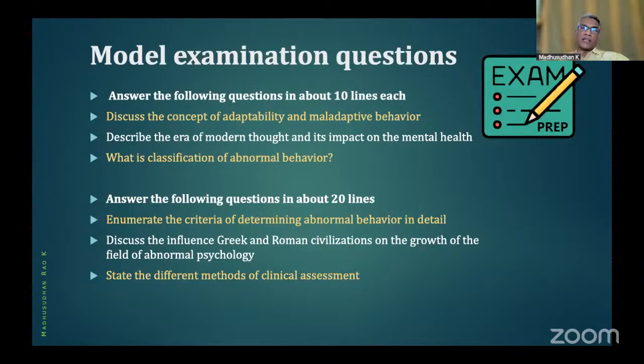These are the very important questions you have in this chapter. The questions highlighted in golden yellow color are very important. I would suggest you go through the entire topic.